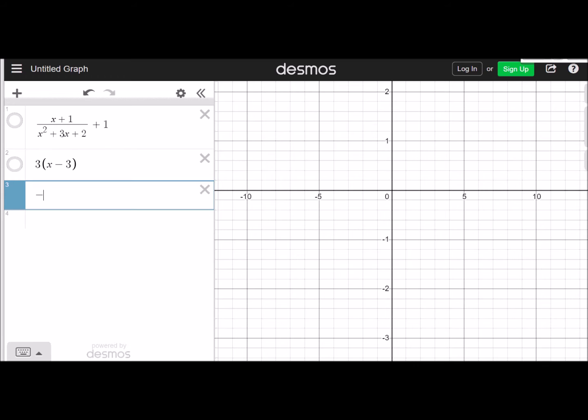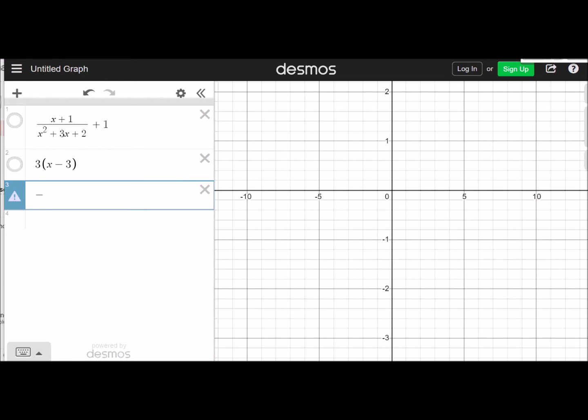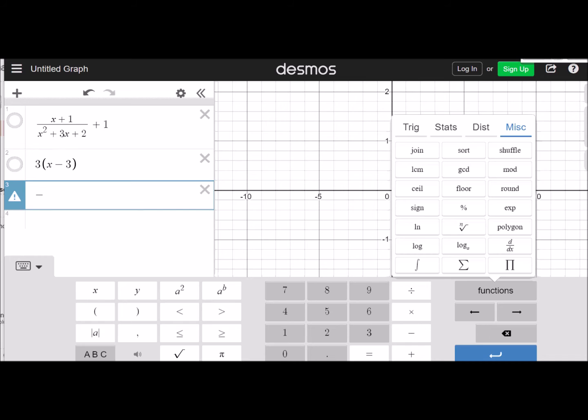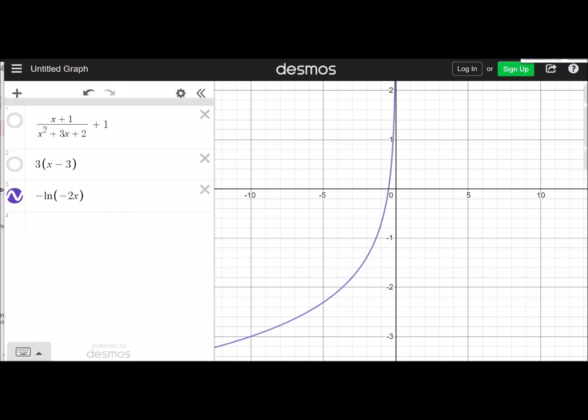It was -3. No, I can't remember. Nope, that was the previous one. Now it's under the functions menu. If we want to use the keyboard, functions, miscellaneous. There's your ln. And then you just type the stuff inside. Okay, there's our graph. Isn't it a beautiful graph?